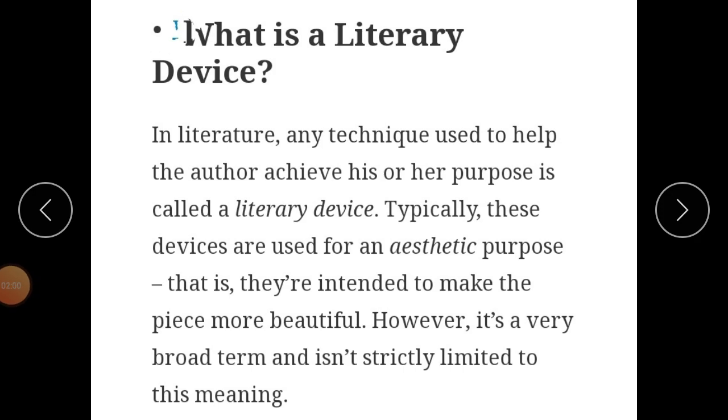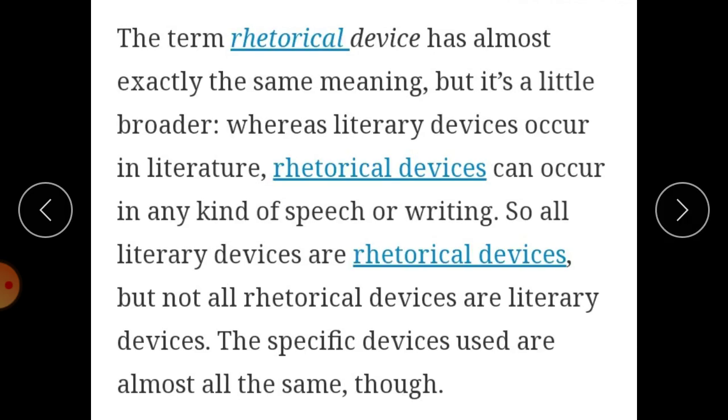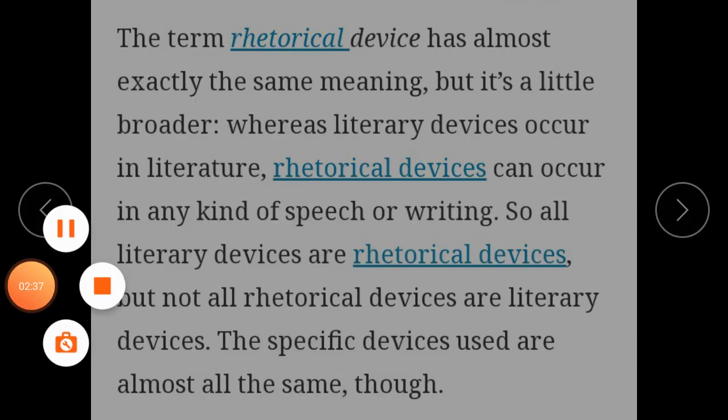Now, what is literary device? The definition of literary device is a technique or a special use of language a writer uses to produce a special effect in their writing. The term rhetorical device has almost exactly the same meaning, but it's a little broader. Whereas literary devices occur in literature, rhetorical devices can occur in any kind of speech or writing. So all literary devices are rhetorical devices, but not all rhetorical devices are literary devices. The specific devices used are almost all the same though.